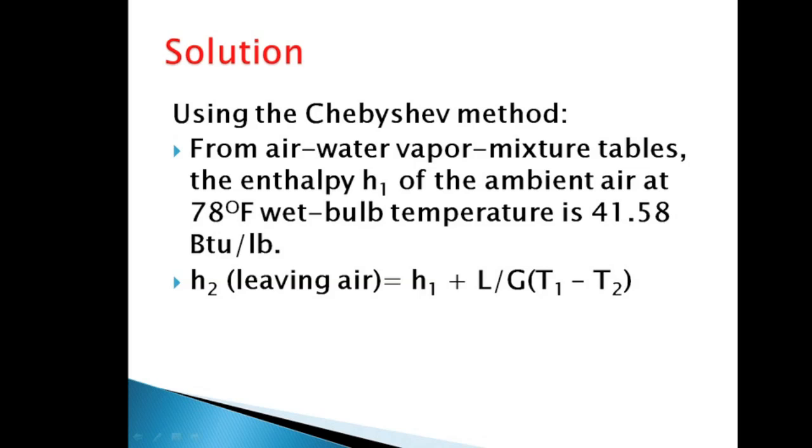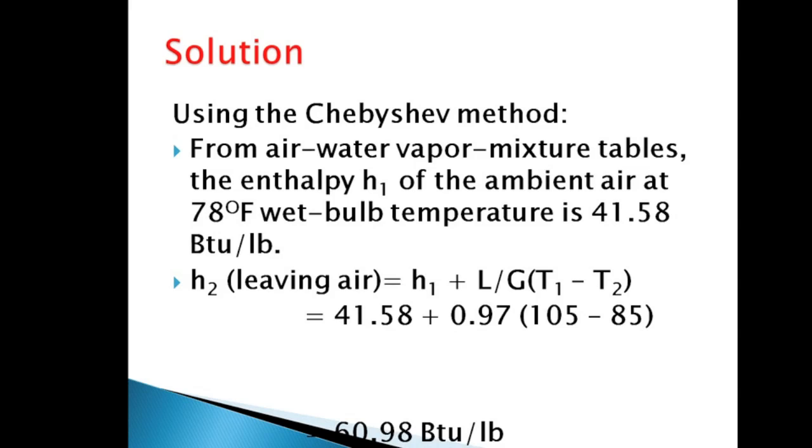The H2 then, or the enthalpy of the leaving air, is equal to H1 plus L over G times T1 minus T2. So this is just a simple derivation from the formula of the L over G ratio. Substituting the values, we have 60.98 BTU per pound for H2.